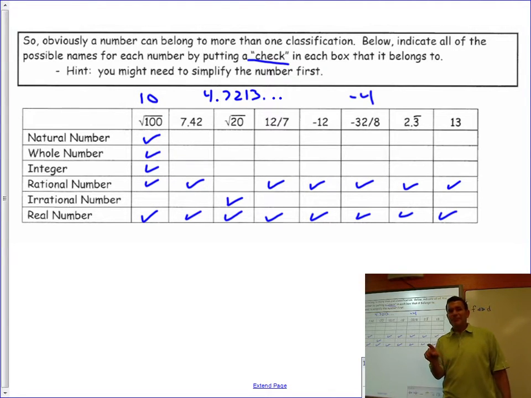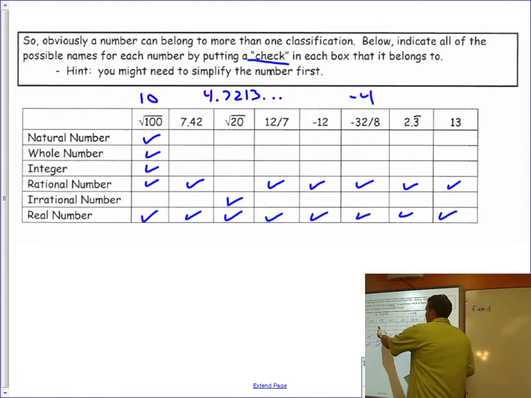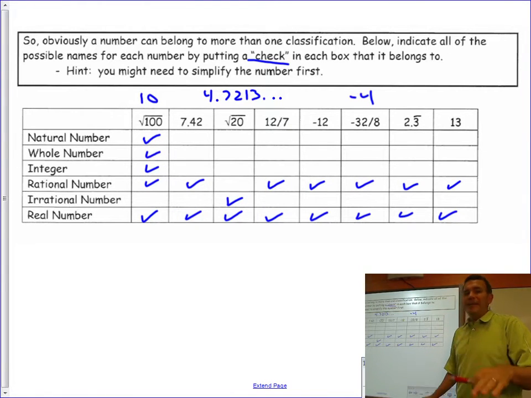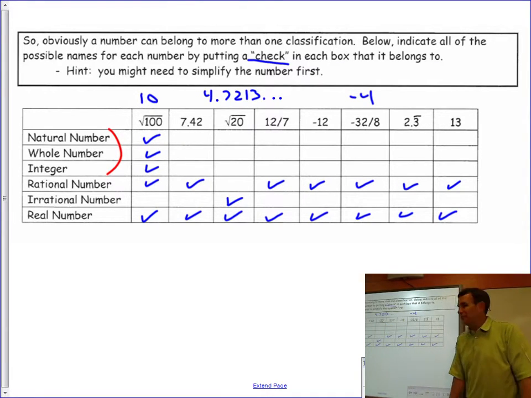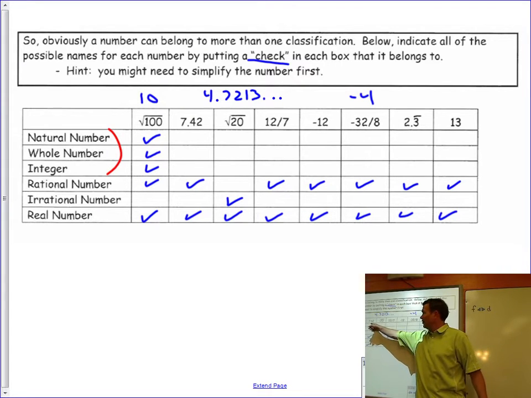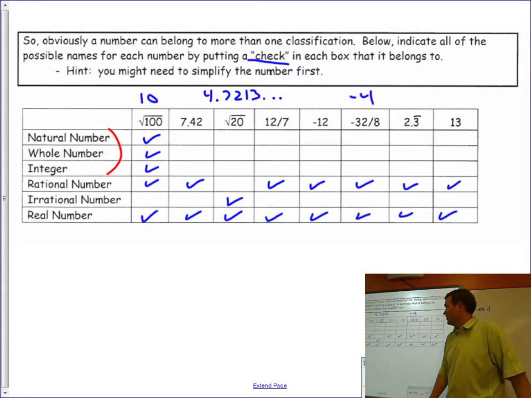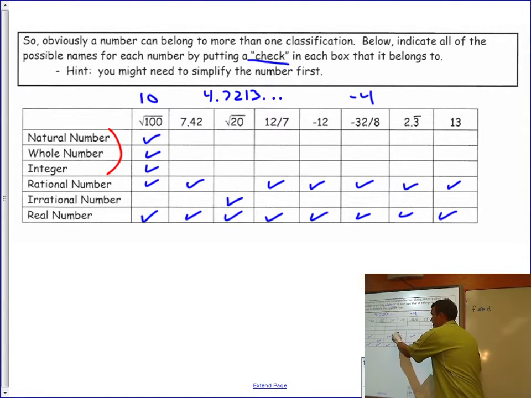But rational numbers do. Let's see, 7.42. Well, you know what? Wait a minute. Here's an interesting thing. All three of these groups involve whole numbers or negative whole numbers. If I don't have a whole number, I'm not going to be in one of those groups. So a decimal is not going to be in one of those groups. A fraction, 12 over 7, that's not a whole number. Not going to be in one of those groups. But negative 12 is, that's a whole number. Well, it's a negative whole number. That makes it an integer.